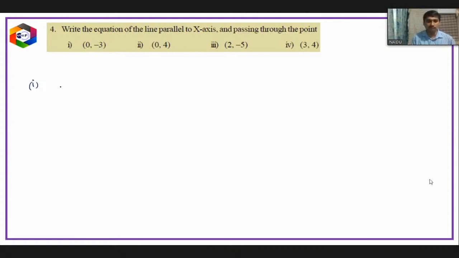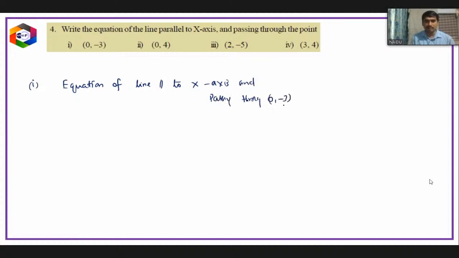So the equation of the line parallel to x-axis and passing through (0, -3) is, here I am writing, since it is parallel to x-axis, y is equal to -3 is the answer. I think it is clear. So the only important point is (0, -3), so y equal to -3.